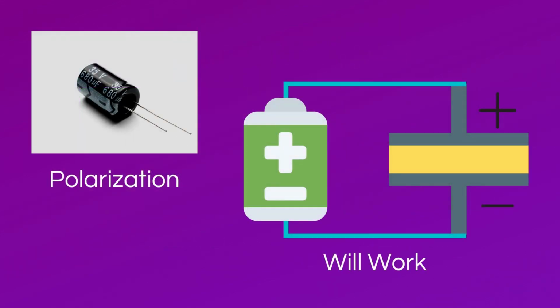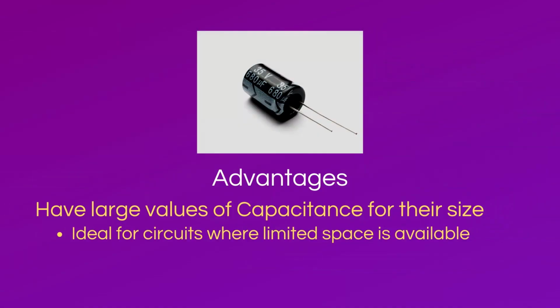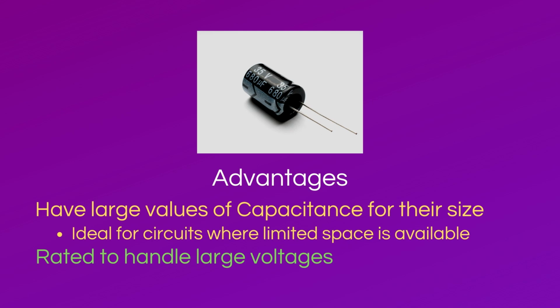Electrolytic capacitors are polarized, meaning that the positive side of the capacitor must be exposed to the positive side of a voltage in order to work. If the negative side of the capacitor is exposed to the positive side of a voltage, the capacitor will blow and be destroyed. However, the advantages of electrolytic capacitors are that they have relatively large values of capacitance for their physical size. This makes them ideal for circuits where limited space is available. They are also rated to handle large voltages.